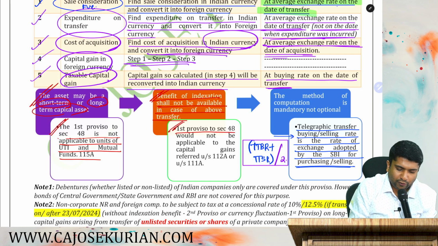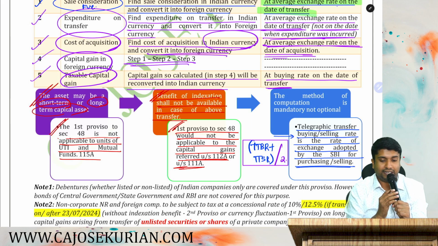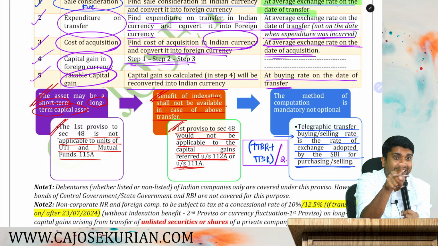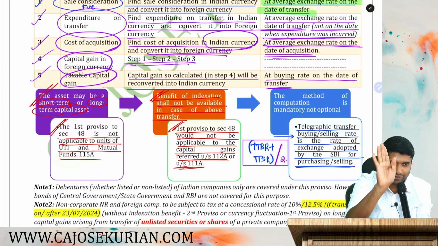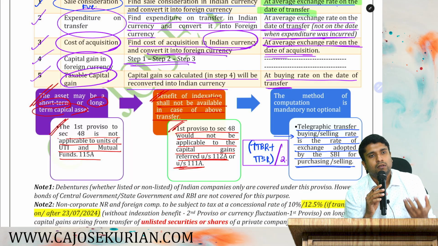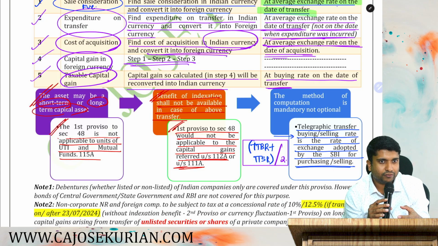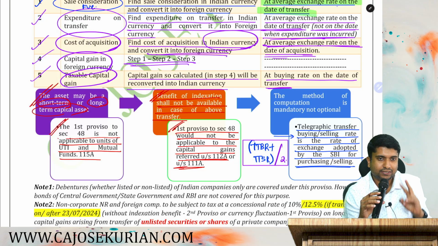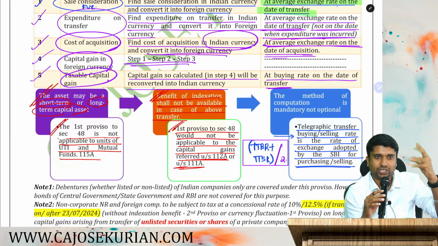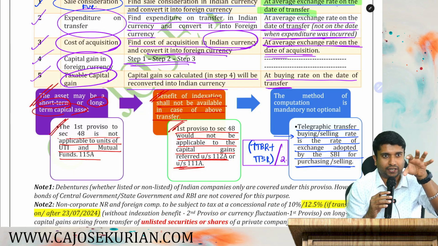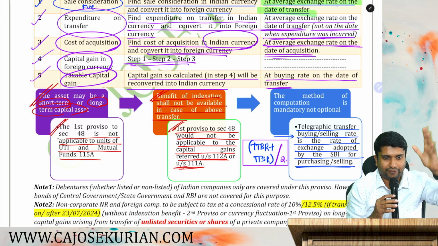Then, first proviso to section 48 would not be applicable to the capital gain referred under 112A or 111A. That means if the shares are listed shares, only listed shares, then the computation will be under section 112A if it is long. If it is short, under 111A. In such cases, don't follow this conversion, reconversion process. Rather, you can compute the capital gain according to 112A and 111A itself.